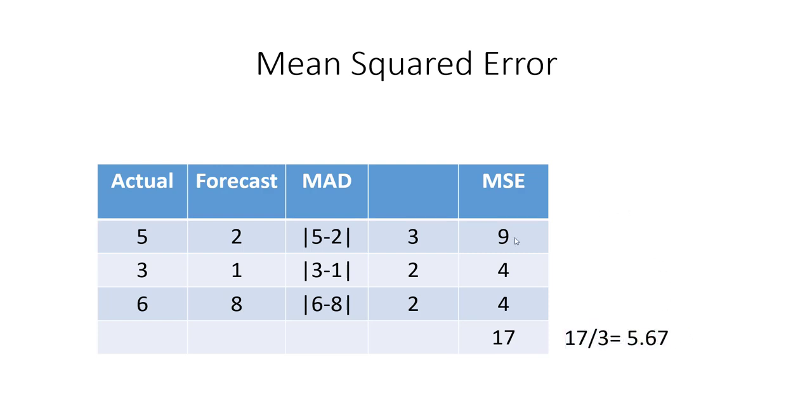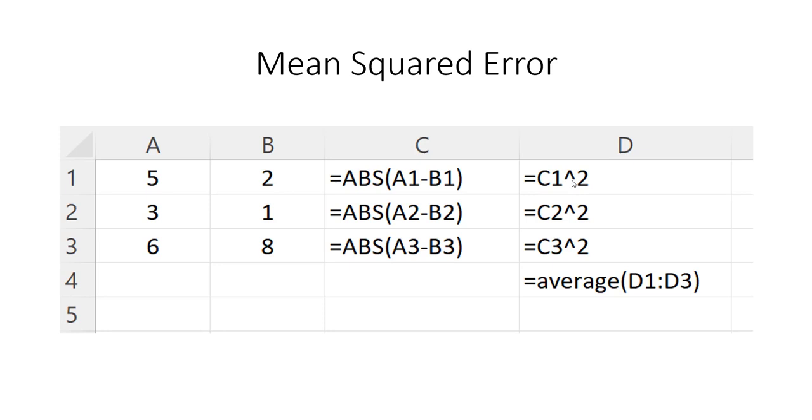And how I do this in Excel, so I calculate MAD here. And then I'm going to take this value, and I'm going to use the little up caret and a 2. Or you can do C1 times C1. That works either way. And then again, I will emphasize, take the average of those.